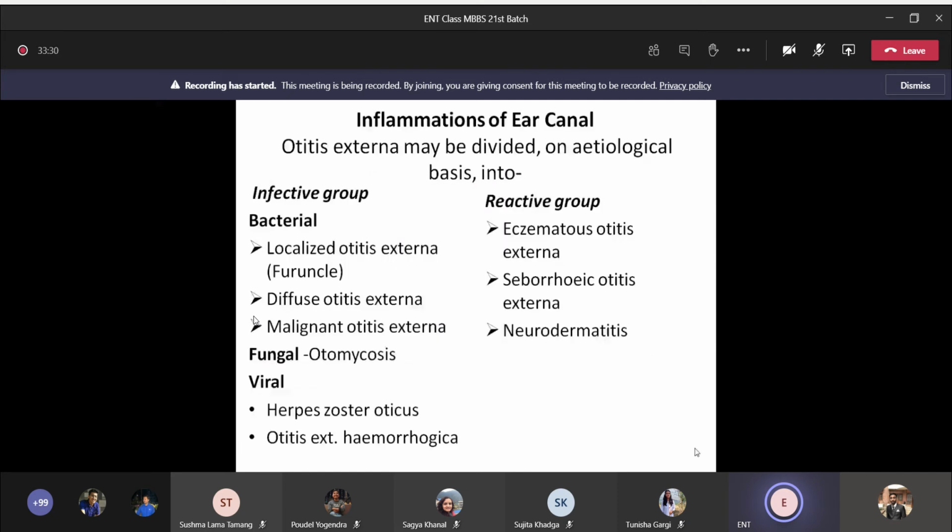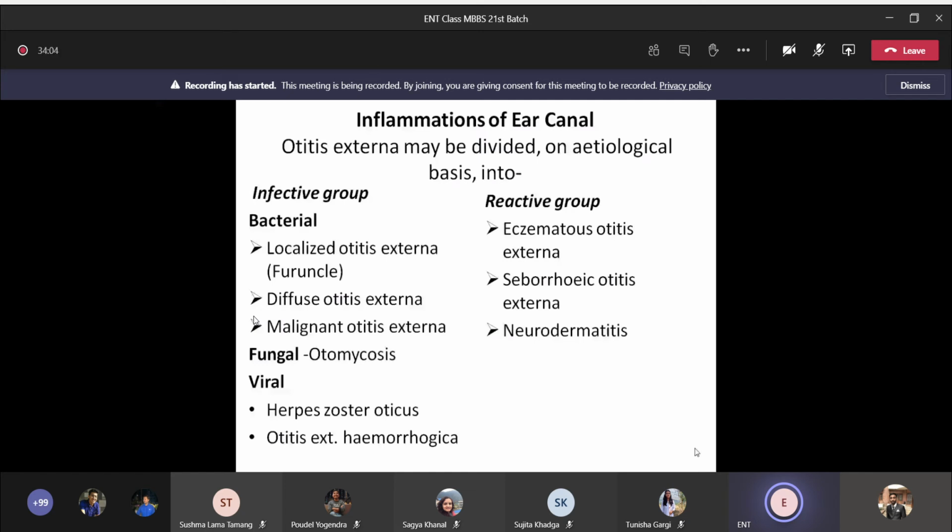Now the inflammations of the ear canal. So basically, inflammation of the ear canal is known as otitis externa, and it is a short note on itself. It is divided on etiological basis into infective group and reactive group. The infective group includes bacterial, which is localized otitis externa or furuncle, diffuse otitis externa, and malignant otitis externa. Each one of them can be asked as a short note.